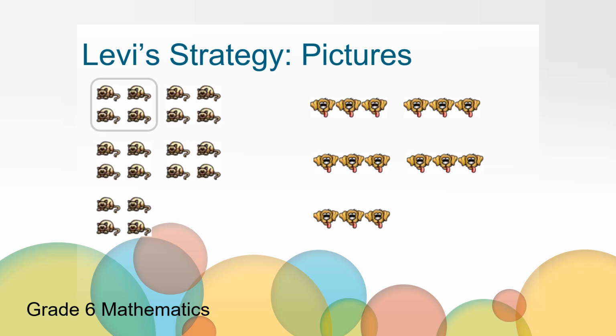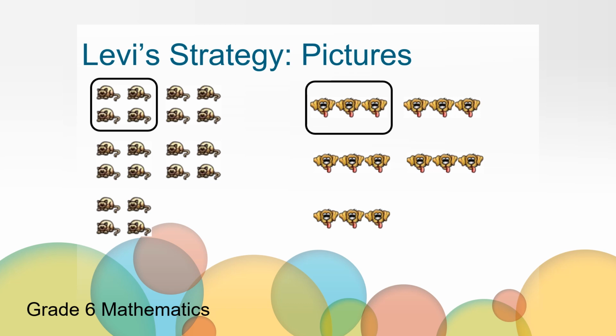Levi knew that for every 4 cats, he would need to draw 3 dogs. So he began to draw groups of cats and dogs. After a while, he thought, gosh, it's going to take me so long to keep drawing these groups until I get to 60 cats. He wondered if there was a way that he could solve the problem more efficiently.